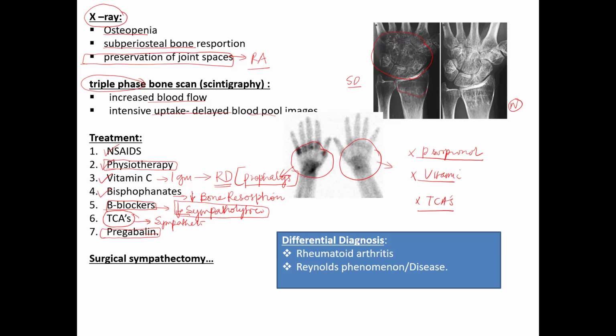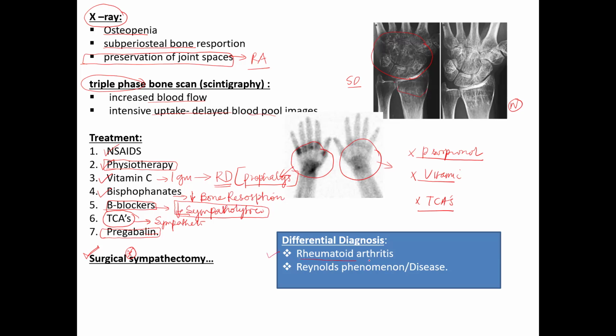Whereas NSAIDs and pregabalin cause dependence, NSAIDs cause renal and gastrotoxicity, and bisphosphonates are also not safe all the time. So we can give all these medications. If the patient is not responding and is very disturbed due to this in the form of disturbed sleep, we can do surgical sympathectomy. We can block the stellate ganglion either surgically or by doing some chemical injection. Surgical sympathectomy is the treatment if the patient is not at all responding and it is disturbing the patient completely.